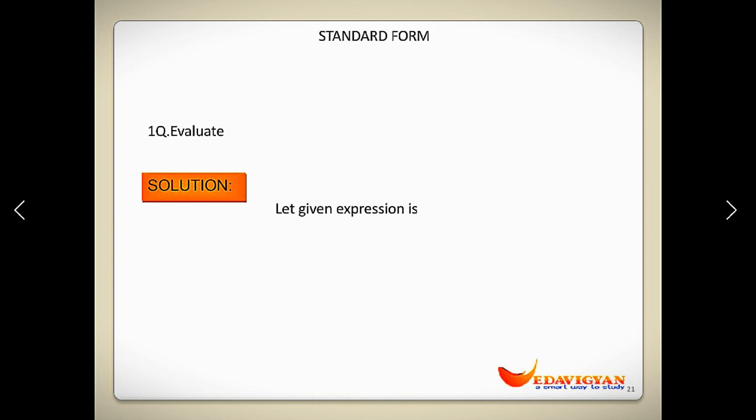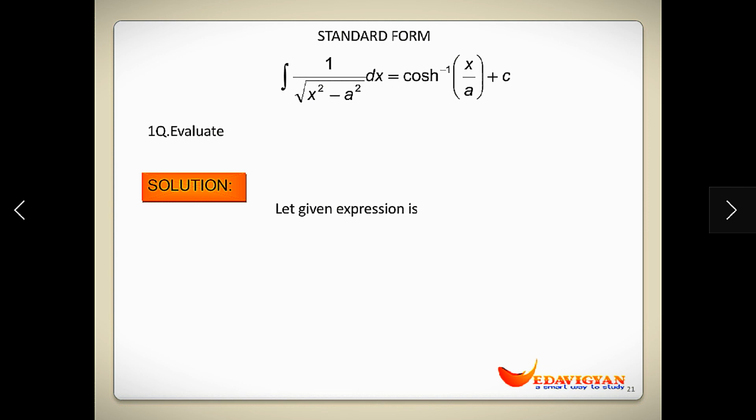Look at another standard form here. The standard form is the integral 1 by square root of x square minus a square dx is equal to cos h inverse x by a plus c.